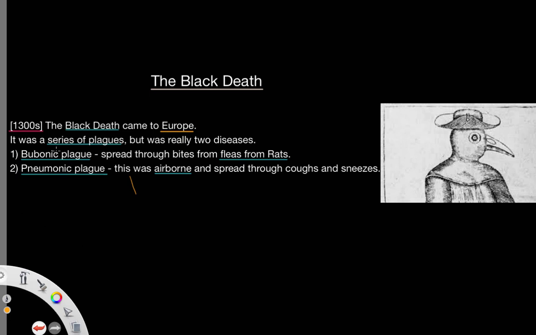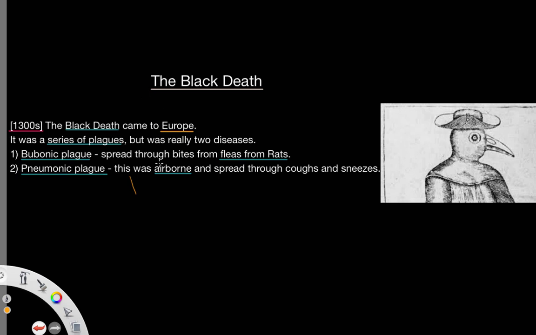So in the 1300s, the Black Death sort of spread its way across Europe, and it was a series of plagues. It wasn't one specific plague, but it can probably be misconstrued as one specific plague because at the time, no one really knew what it was, and the two main diseases that created the Black Death really just mixed together within Europe.